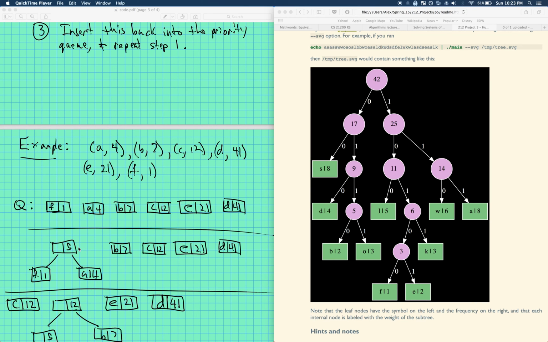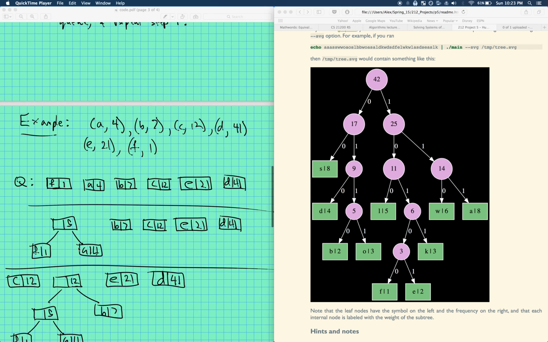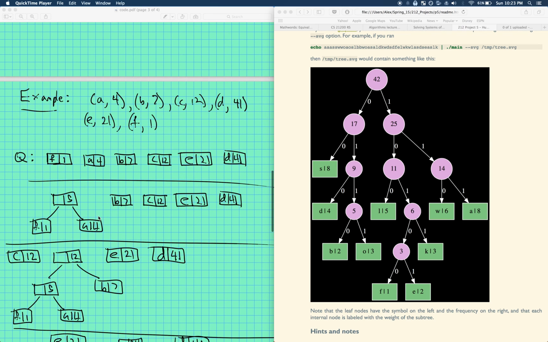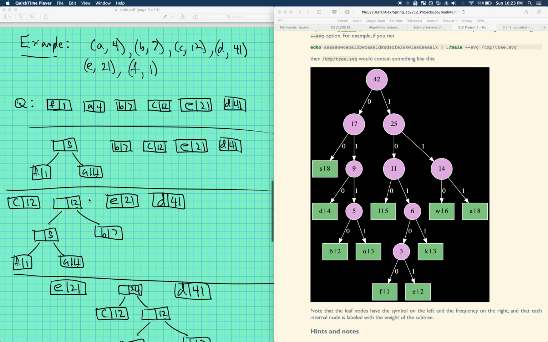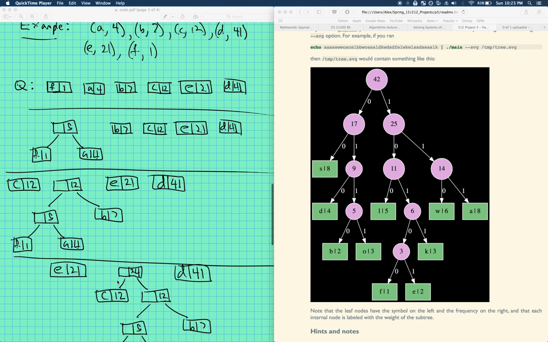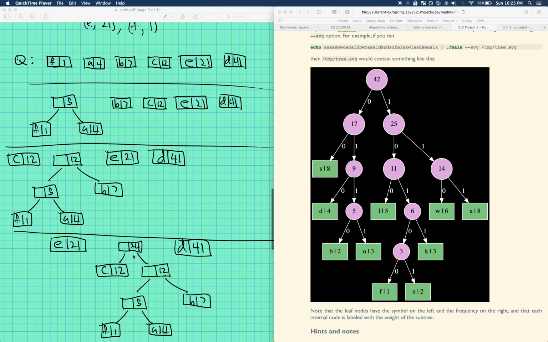Okay, we put 5 back into the queue, and then we're going to take the 5 and the 7, right? So the 5 and the 7 are the smallest, and we're going to take them out and combine them together, and then they become 12, and we put 12 back into the queue. So you see we have it like this. Then we're going to combine the 12 and the 12. We're going to take them out, and then we're going to put back the 24 into the queue, right? You see how it goes in here.